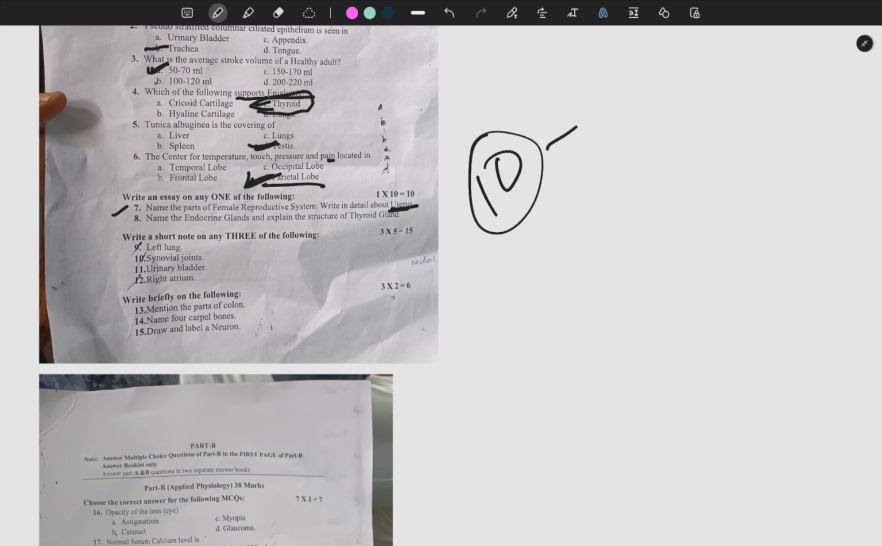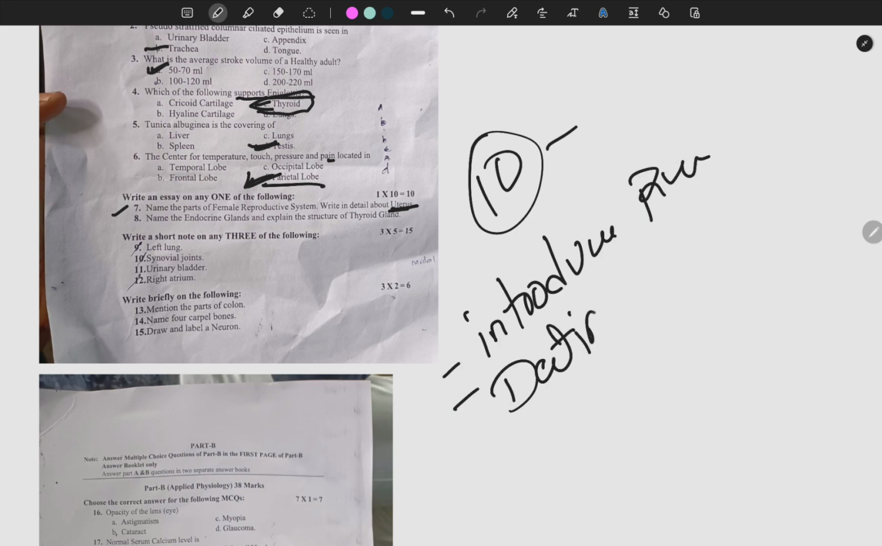If you write about the reproductive system, that is the seventh question, you have to write about the introduction. Okay, so an introduction about the reproductive system. If it is possible, you can write the definition. The definition is nothing but the reproductive system.